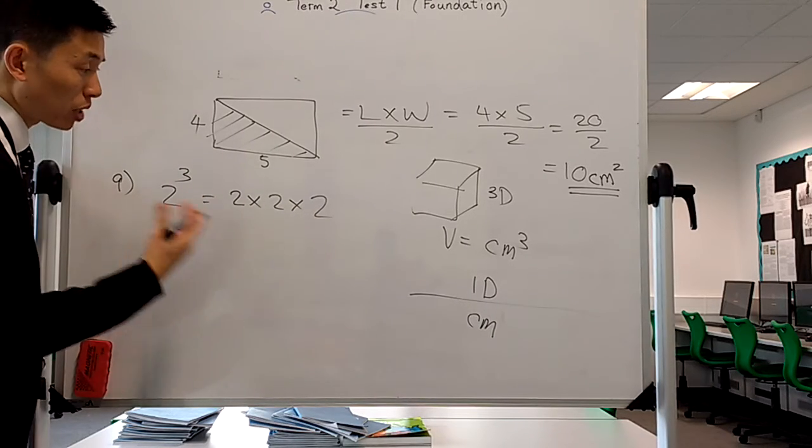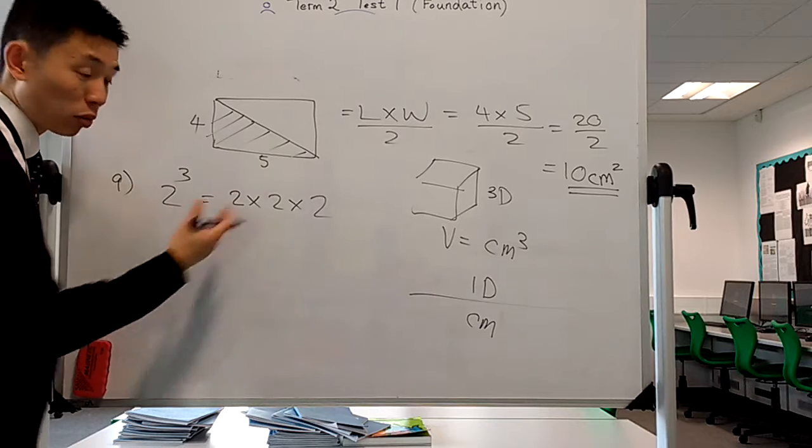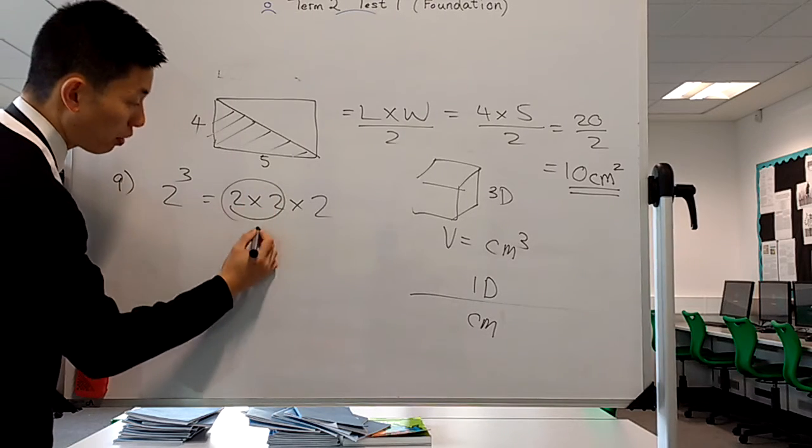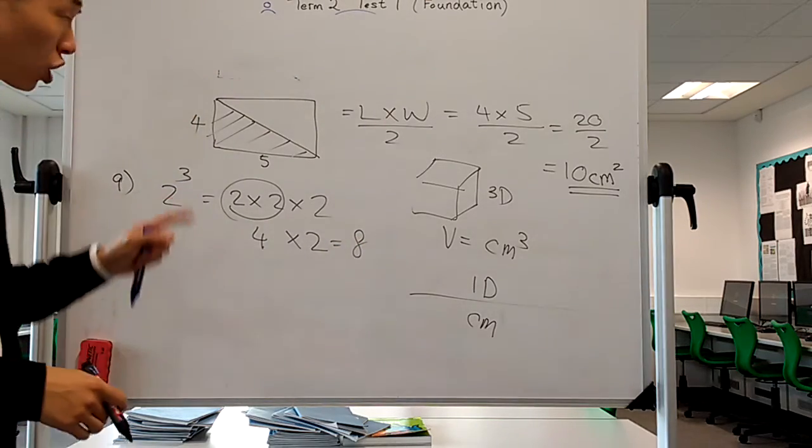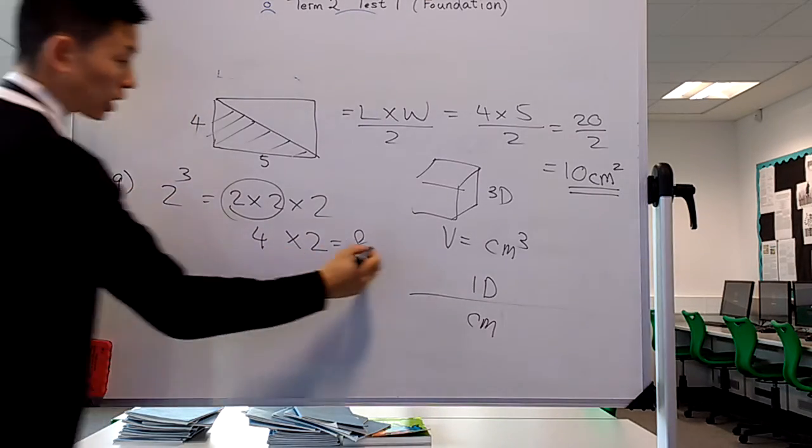Most students, sometimes, if they don't think carefully, will write 6. But it's 2 times 2, 4, then times the 2, that's 8. And 8 is a cube number, okay? So that's a cube number.